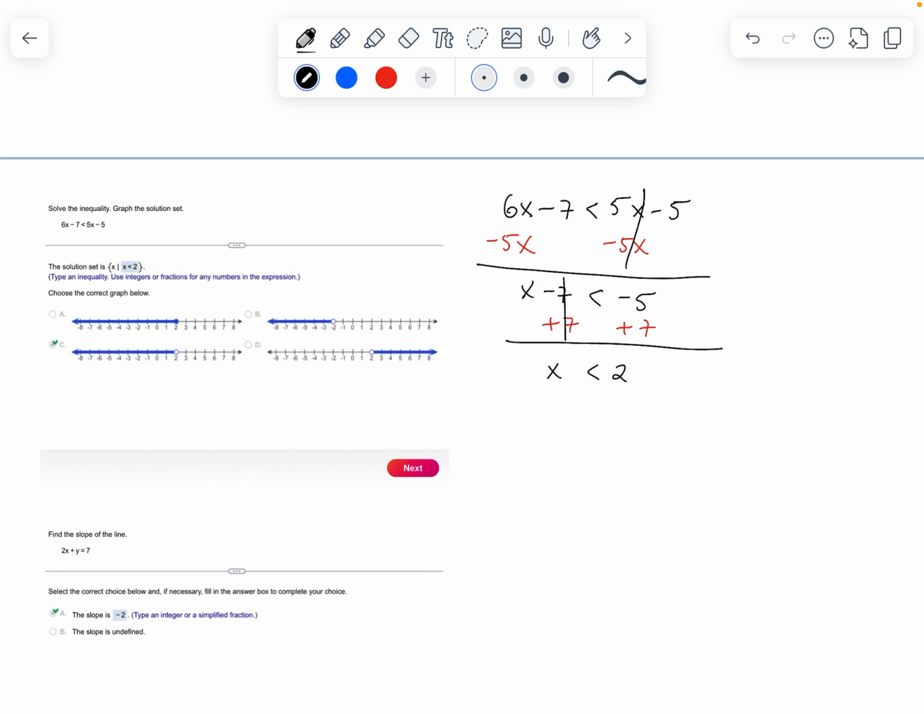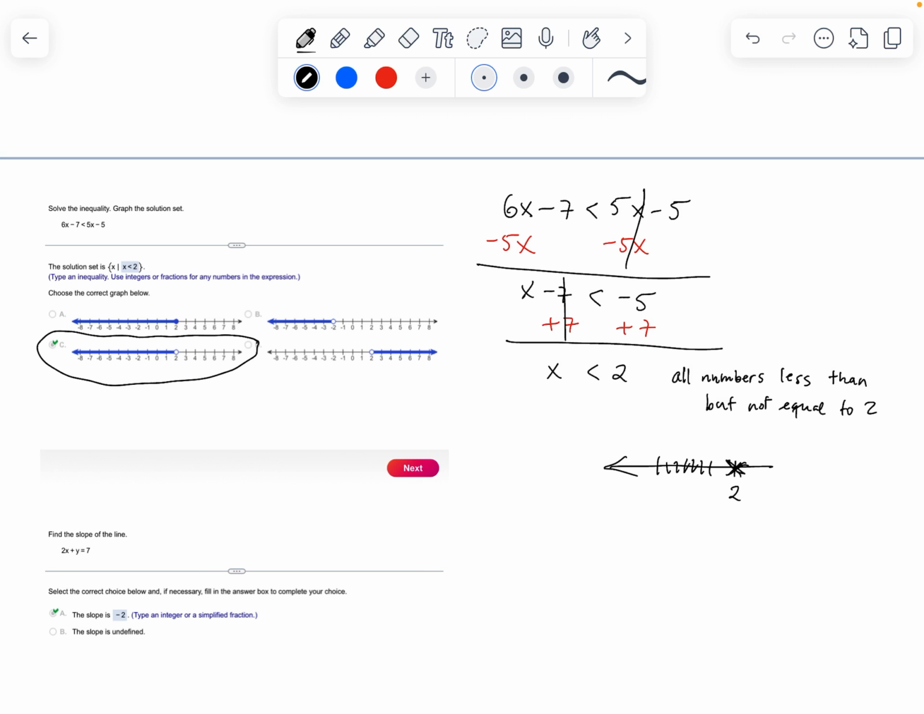You see? And then this means all numbers less than, but not equal to 2, right? Not equal to 2. So when we look at the number line here, we're looking at all these numbers up to 2, but 2 excluded. So you can see here, as far as the graph, it's going to be this one here.